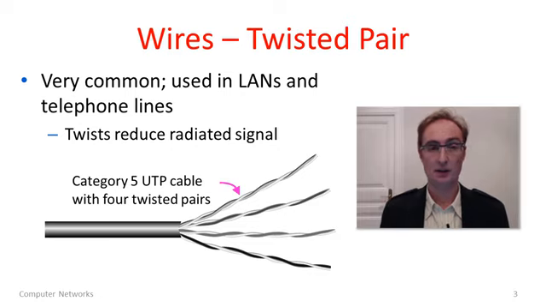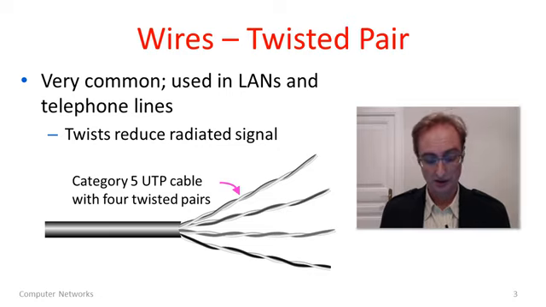It's quite common. This is the kind of wire which runs to your house for your telephone, assuming you still have a wired telephone. You will also probably have seen it in enterprises. This cable shown here, the category 5 UTP, stands for unshielded twisted pair. That is a common Ethernet cable.